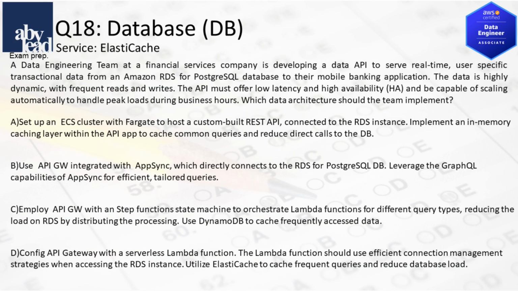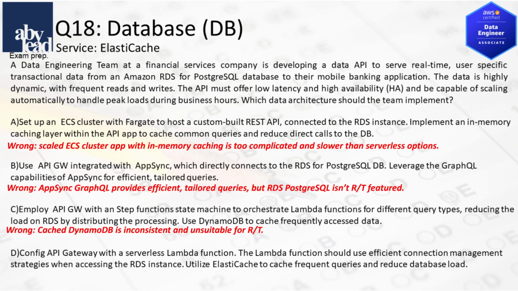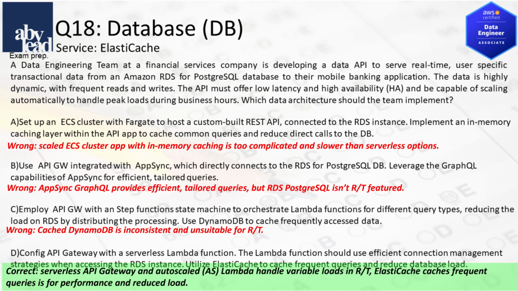Question 18. How do you realize an auto-scaled, highly available real-time API for peak loads from RDS PostgreSQL? Combining ECS cluster with caching is too complicated and RDS isn't real-time featured. Besides, cached DynamoDB is inconsistent and unsuitable for real-time. You best employ API Gateway and auto-scaled Lambda to handle variable real-time loads with ElastiCache caching frequent queries.